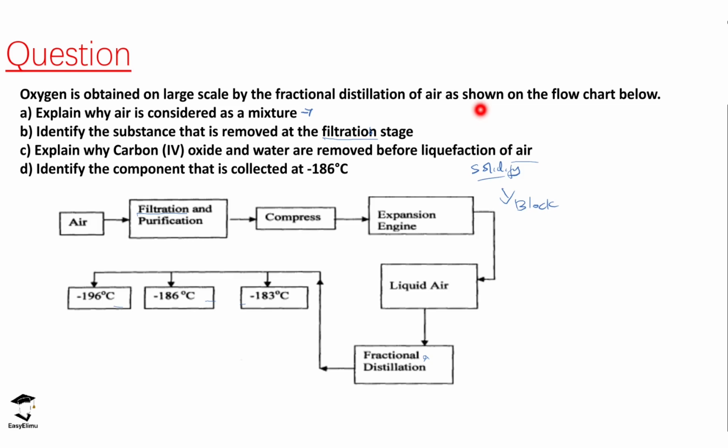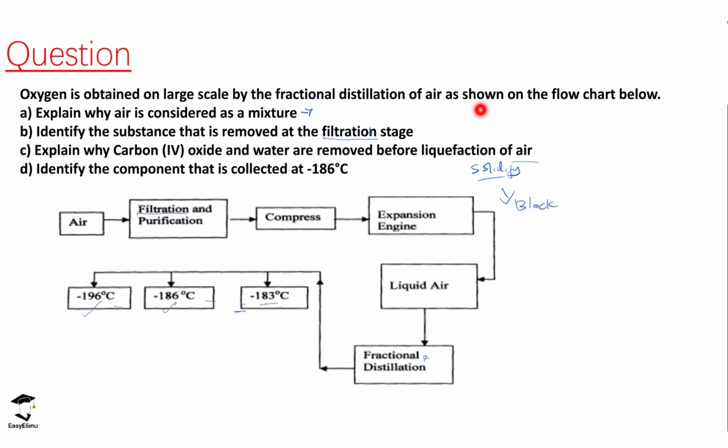And then finally, identify the component that is collected at negative 186 degrees Celsius. We know that the component that is negative 183 is our oxygen, since if you look at the three temperatures, it is actually the highest. So we know that oxygen is the one that is collected last. And then the one that is in between is negative 186, which is our argon. And finally, negative 196, which is our nitrogen.